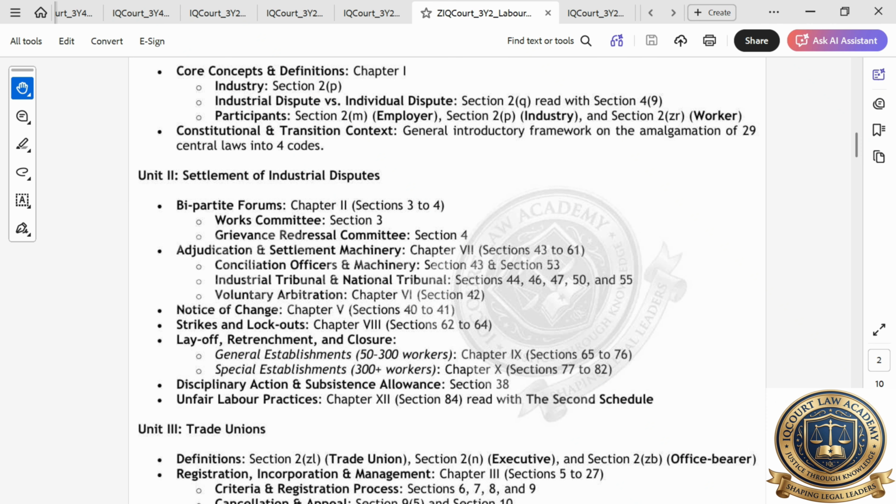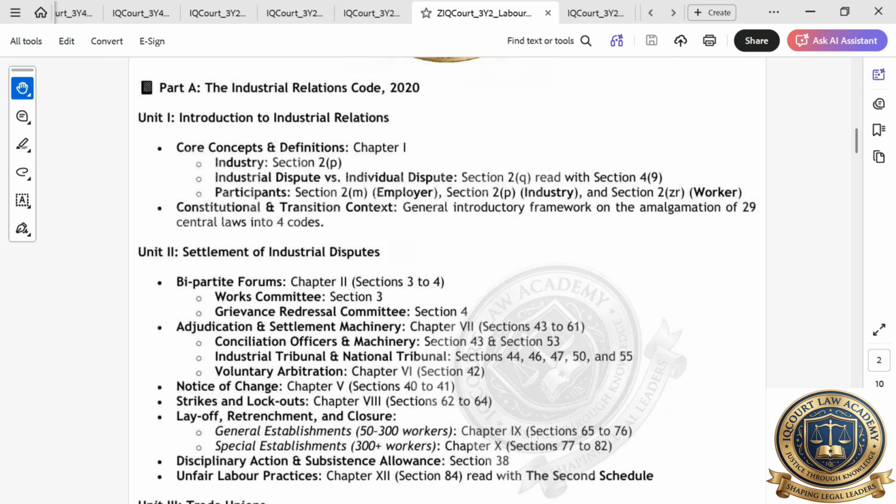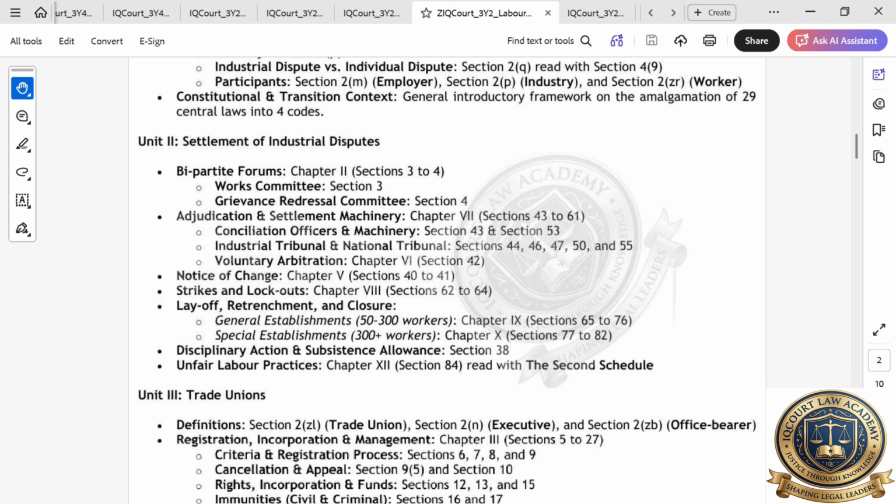These are the changes. The employer means 2(m). Section 2(p) means industry. Section 2(zr) is a worker. As per the new syllabus, you can verify there are zero mistakes. There are zero mistakes in our materials. As per the new syllabus, we have made everything. We are explaining each and every section that comes in Unit 1. This is Unit 1. This is Unit 2. We explained everything as per the new syllabus.